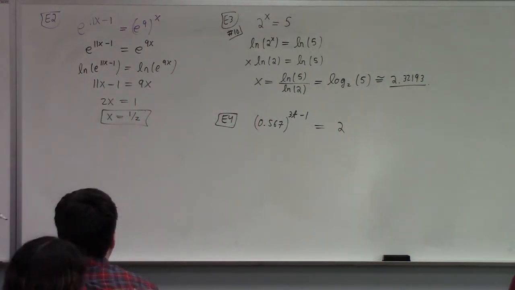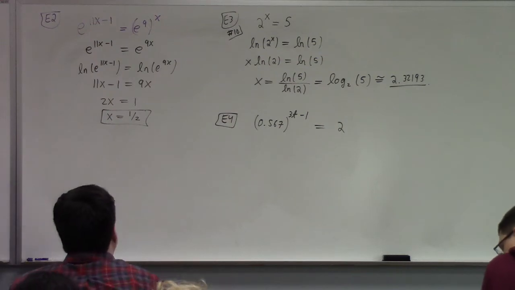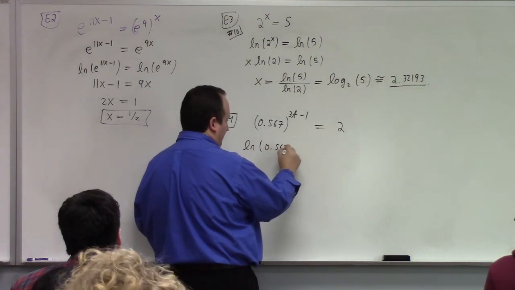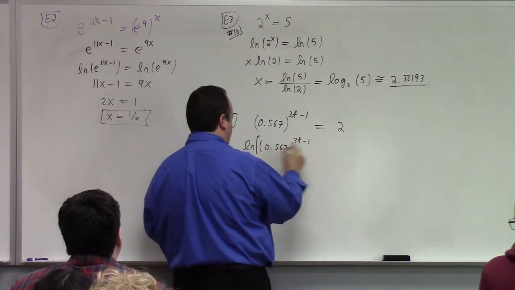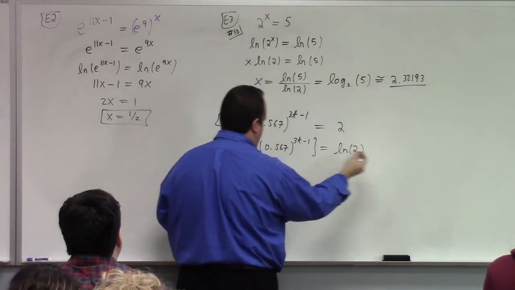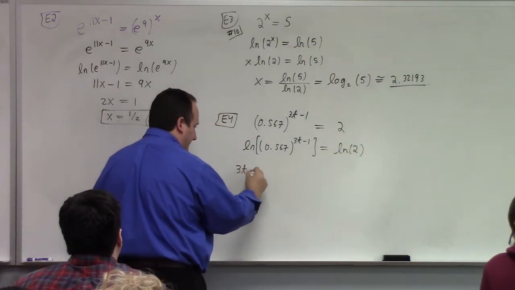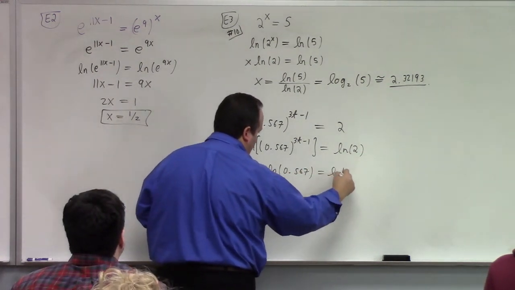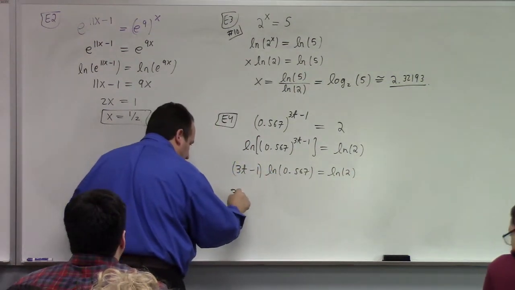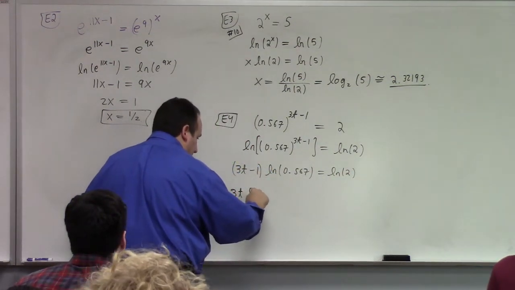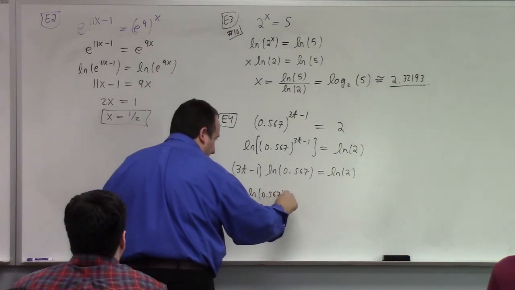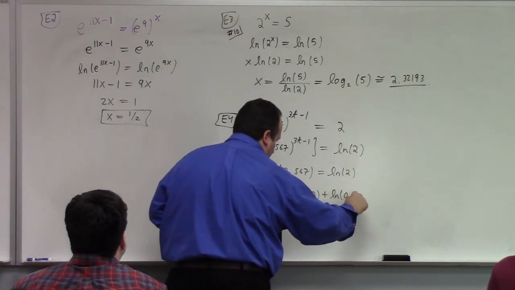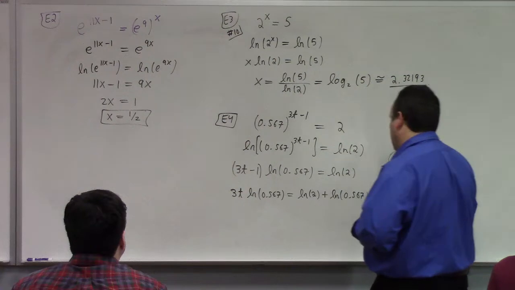Yeah. So we solve those problems the same way. You just hit both sides with natural log. We use the property of the natural log that the power pulls out. And then, let's see here. So that's going to give me (3t minus 1) natural log of 0.567 equals natural log of 2. Then I can solve for t.